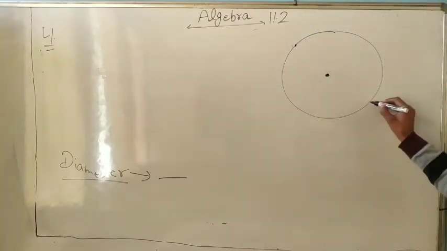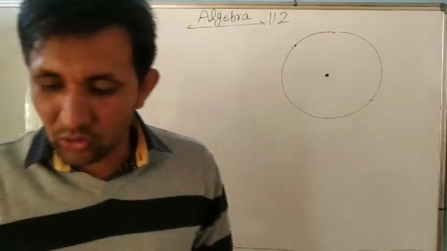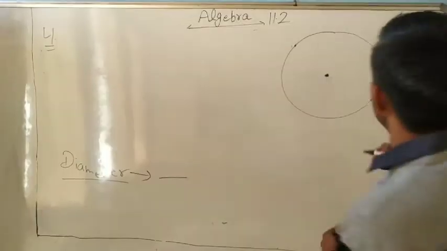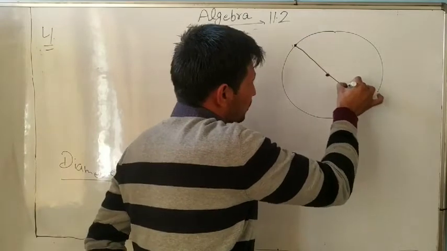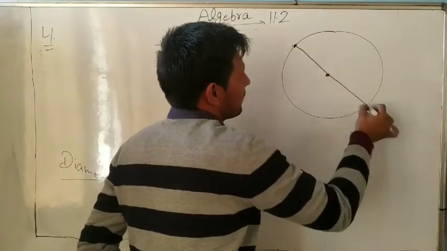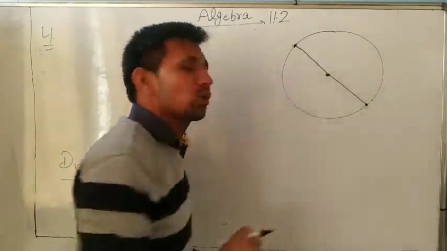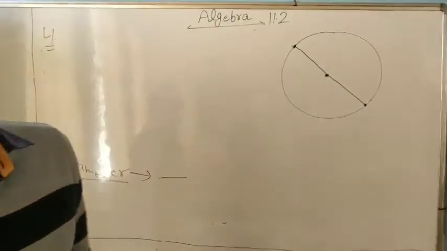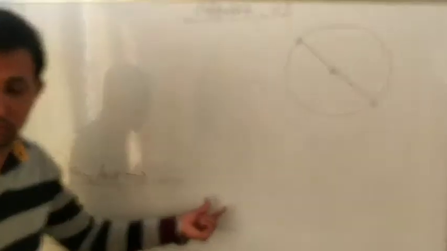1 point, 2 points. Which joins 2 points on the circle and also passes through the center. A line which joins any 2 points, but it passes through the center. Always passes through the center. So 1 point this one, 1 point this one. So 2 points on a circle and this line also passes through the center. It is called a diameter. Understand? And also passes through the center. So you will write the definition in the notebook.